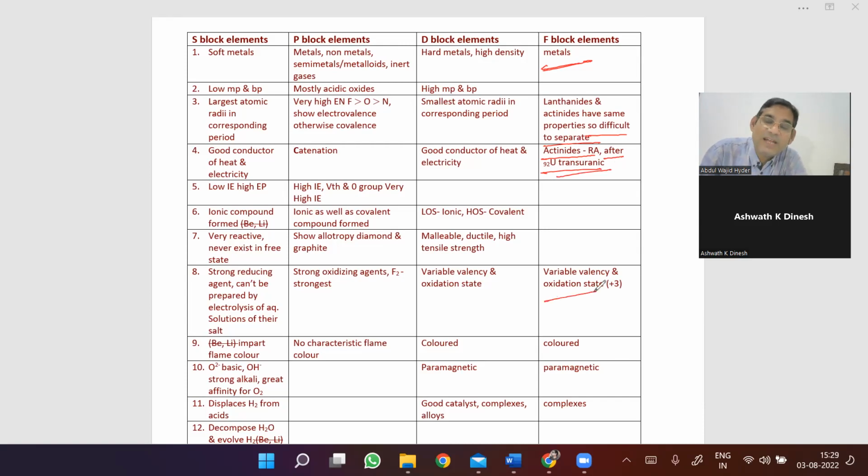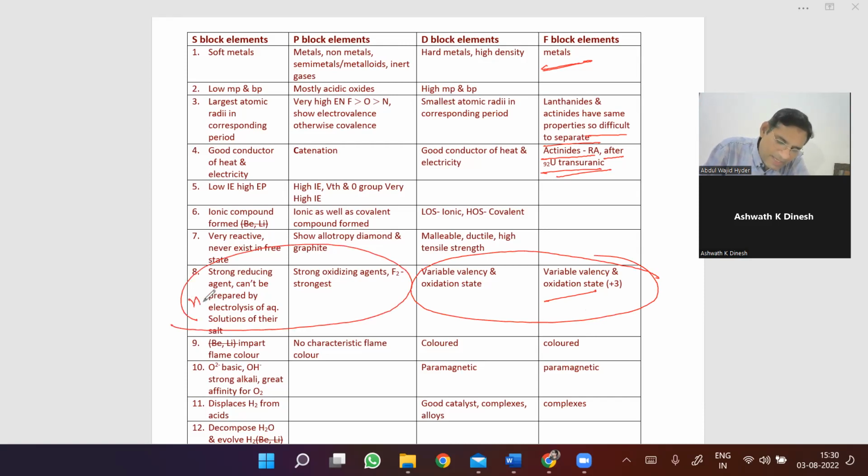As D block elements show variable valency, F block elements also show variable valency and variable oxidation state. Why do these two blocks show variable valency and variable oxidation state? Why not S and P block elements? Because in S block elements, only the NS electron takes part in bond formation. In P block elements, only the NP electron takes part in bond formation. But in D block elements, it is NS and N-1D. Both electrons can take part in bond formation.